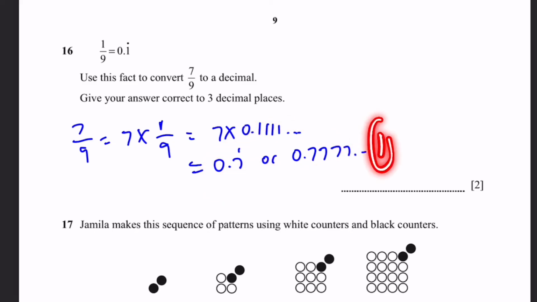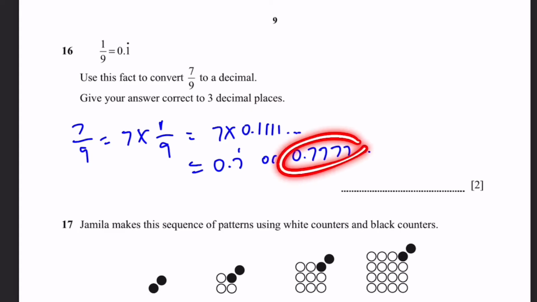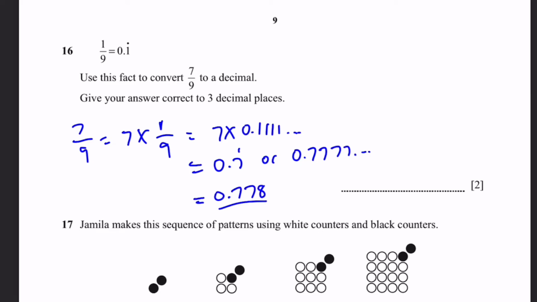This only gets you 1 mark, because the second mark comes from giving your answer correct to 3 decimal places. So we have to take this, and first decimal place, second decimal place, third decimal place is over here. Now the fourth one is also a 7, and that is of course greater than 5. So we add 1 to the third decimal place and the other two remain the same. So 0.778 will be our answer. Let's go to question 17.